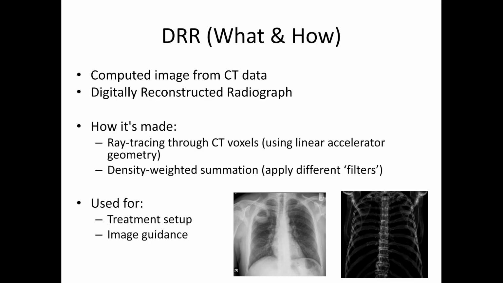In contrast, a DRR is not a real X-ray image. A DRR is a computed image generated from the three-dimensional CT dataset after the scan is complete. It is created by ray tracing through CT voxels using density-weighted summation to simulate what a radiograph would look like from a specific viewing angle. The geometry is typically matched to treatment or imaging geometry.